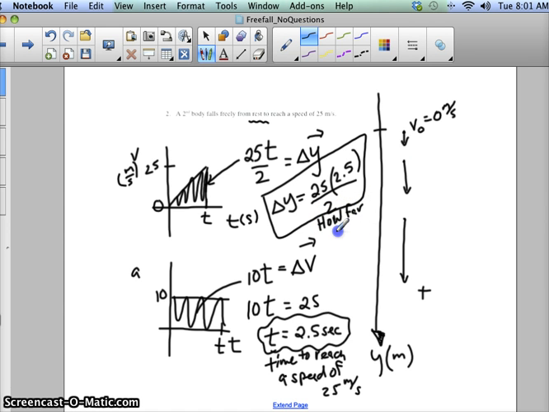And this should give you how far the object falls in 2.5 seconds while it gets to a speed of 25 meters per second.